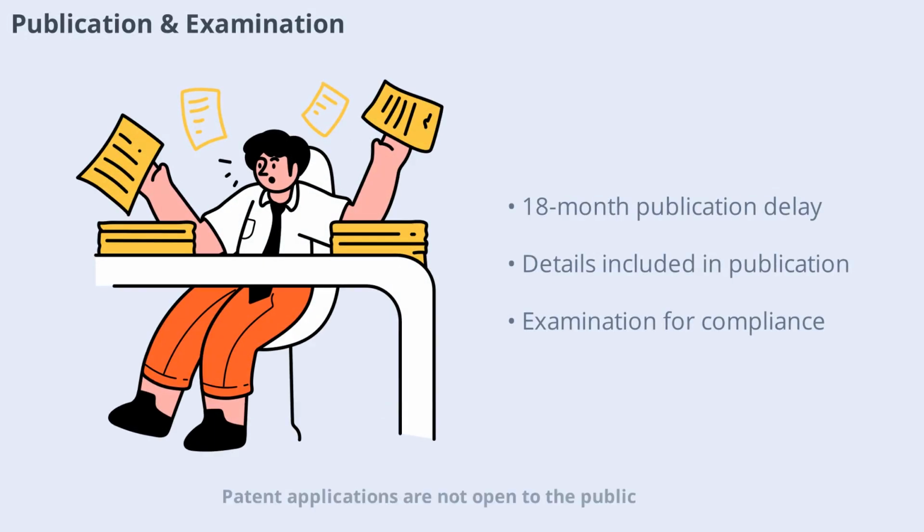Patent applications are not open to the public for 18 months from the filing or priority date. After this period, applications are published unless secrecy directions apply or the application is withdrawn or abandoned. Publication includes details like application date, applicant name, and abstract. Upon publication, applicants gain certain rights but cannot sue for infringement until the patent is granted.